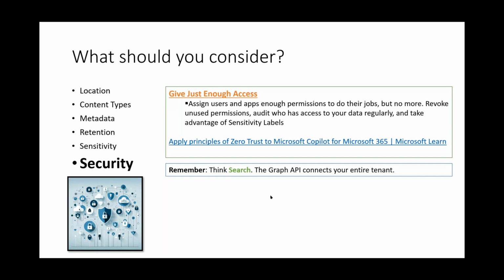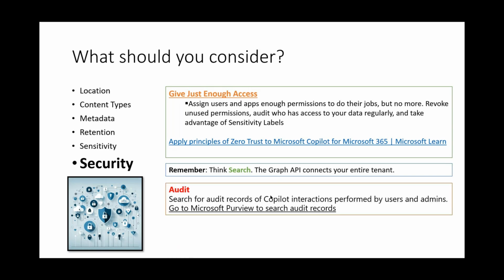Audit who has access to your data regularly, right? Take advantage of sensitivity labels. All those things are super important, but they need to be part of your routine. And if they're not, you're behind the curve, and you need to step up to that and make sure you're doing some of those things before you turn on your actual Copilot, because Copilot's going to take advantage of all that stuff, right? And so auditing, super important. Tavon, what do you think about that?